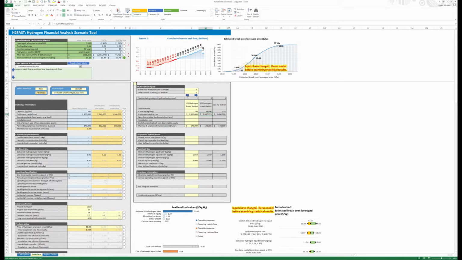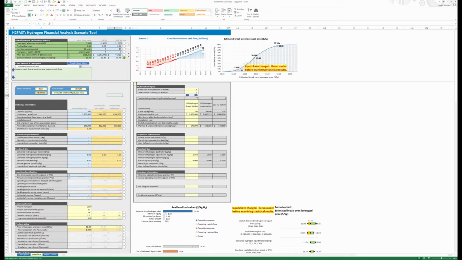Also, the model is set up so that you can look at a suite of stations. Let's say you own all these 3 stations, you can click one to the left here on this arrow, and it will actually tell you if you had all these stations, the total capacity would be 1,000 kilograms per day. That's the total capital, and it will give you the financial performance if you owned and operated all 3 of these stations.